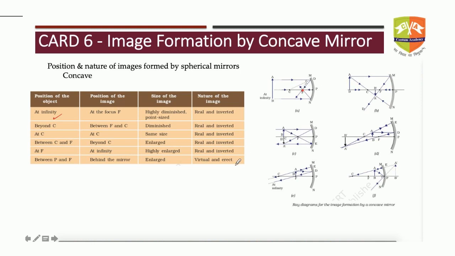If a question asks you what is the Cartesian sign convention for reflection, you need to write these 5 points. These are the five points. You don't need to write anything else. If you write these 5 points, you get your marks fully.